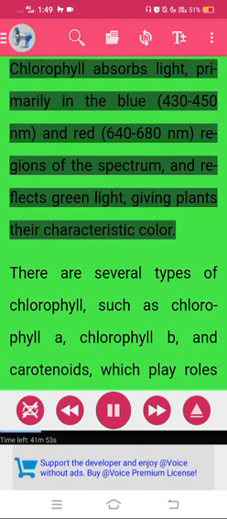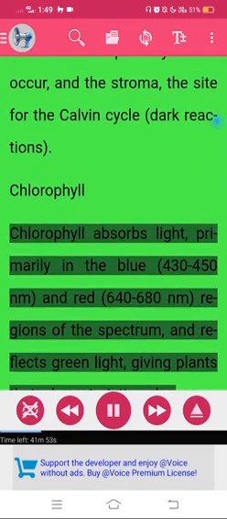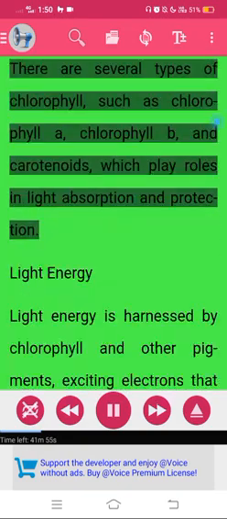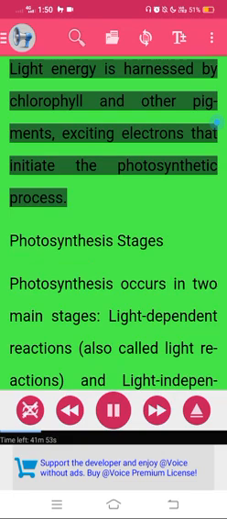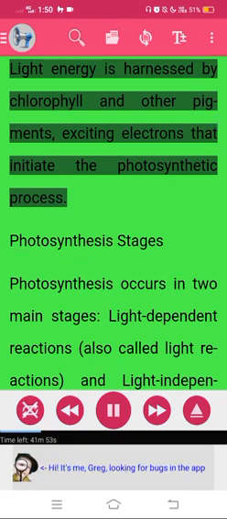Chlorophyll absorbs light, primarily in the blue 430-450 nanometers and red 640-680 nanometers regions of the spectrum, and reflects green light, giving plants their characteristic color. There are several types of chlorophyll, such as chlorophyll A, chlorophyll B, and carotenoids, which play roles in light absorption and protection. Light energy. Light energy is harnessed by chlorophyll and other pigments, exciting electrons that initiate the photosynthetic process. Photosynthesis stages.